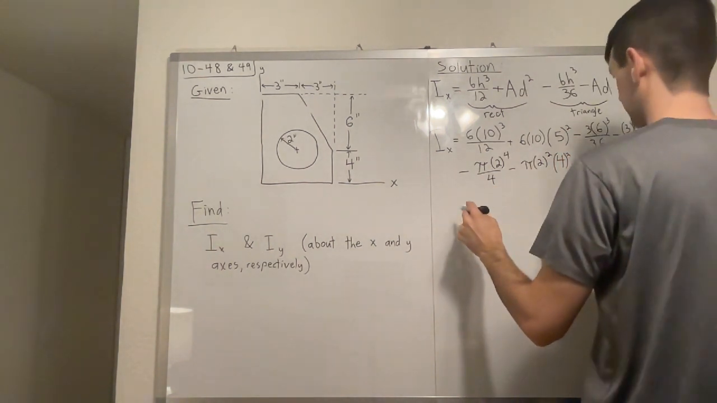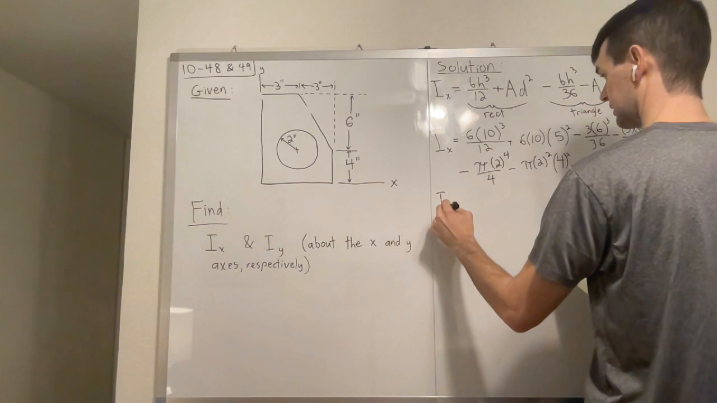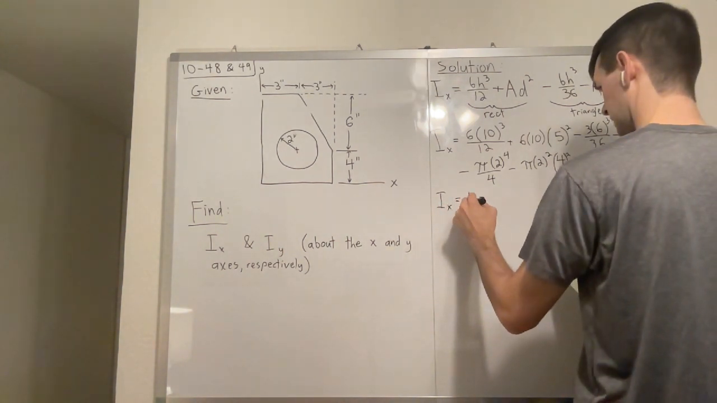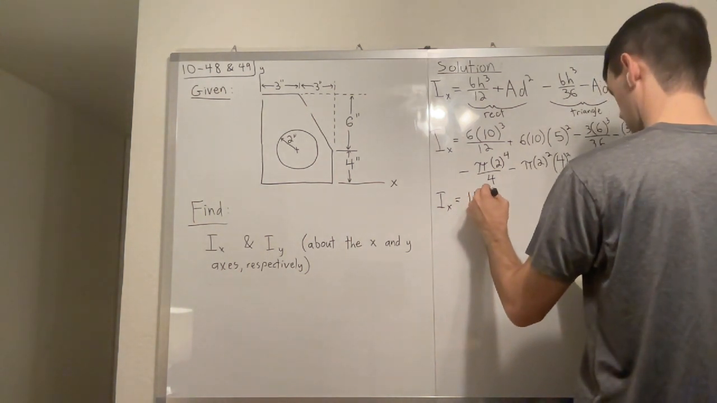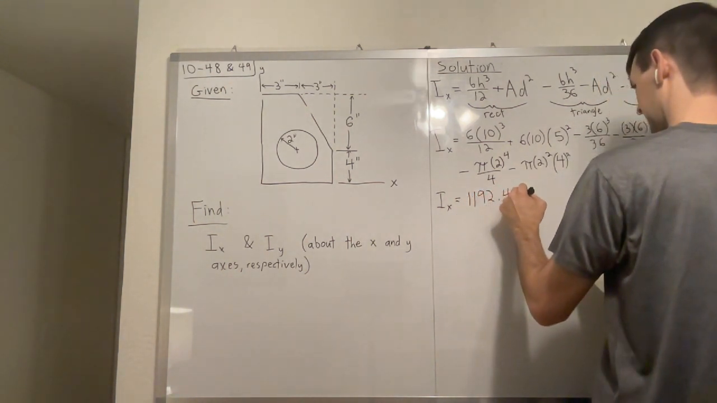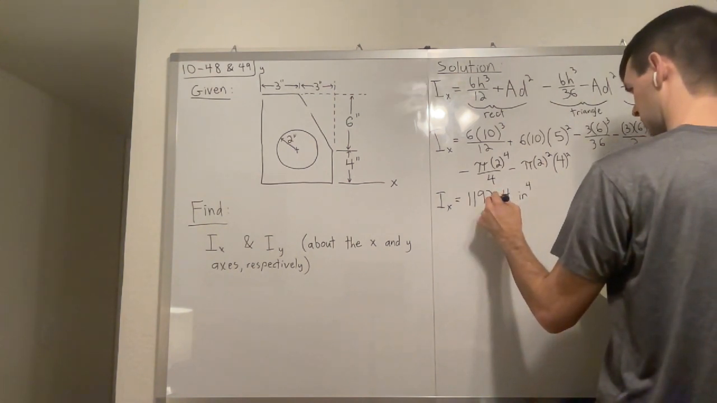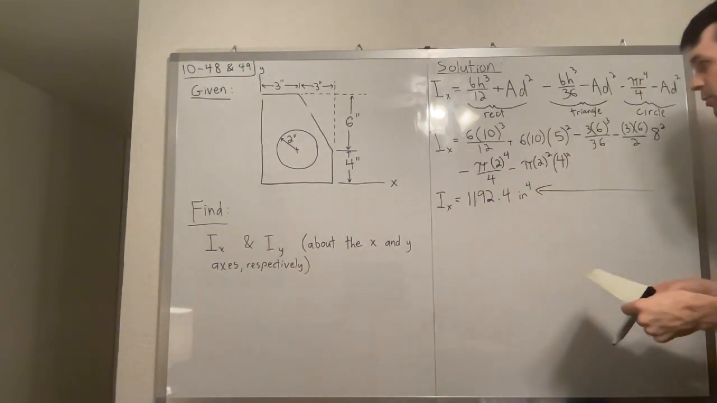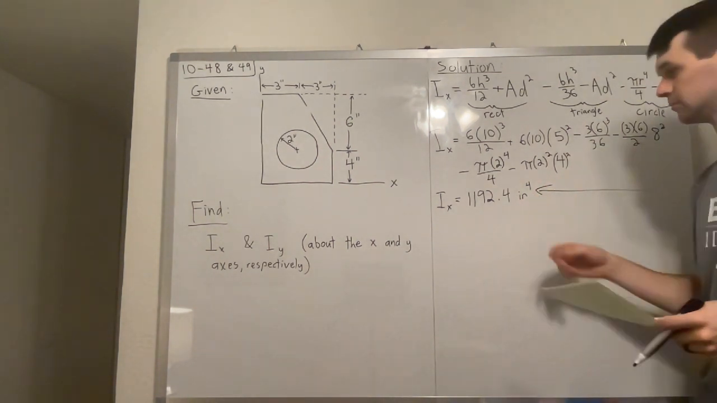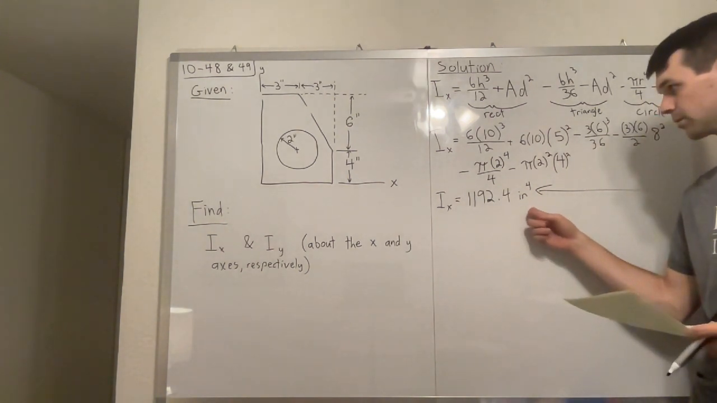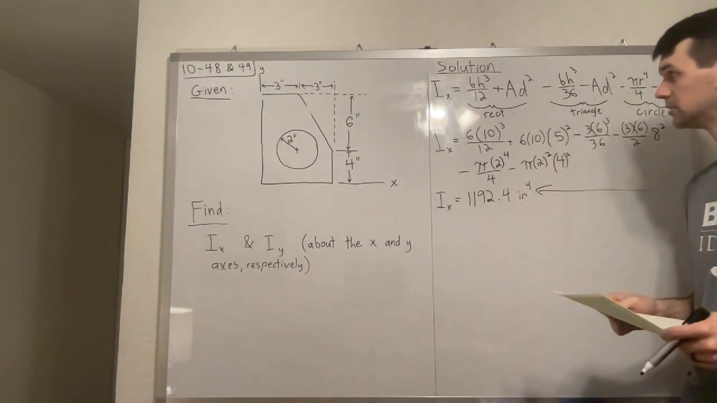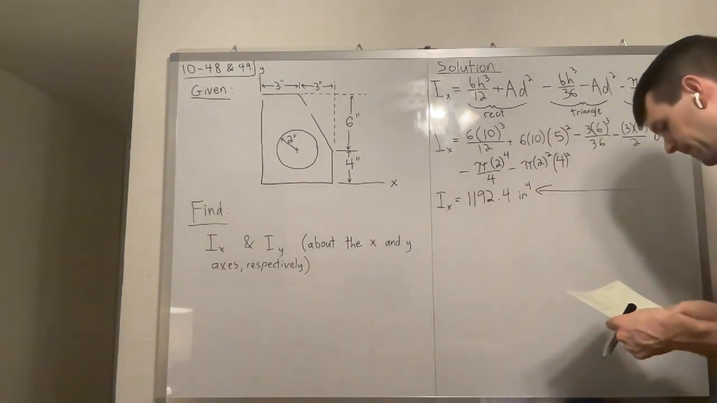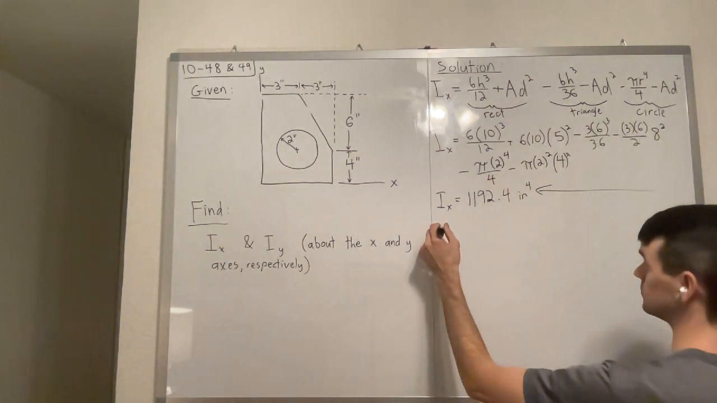And when we do all that math, we get that the moment of inertia is 1,192.4 inches to the fourth. Now it's kind of a goofy unit, but area moments of inertia will have units of a length to the fourth. So that is for Ix. Now let's go ahead and do Iy. It's going to be a very, very similar approach.